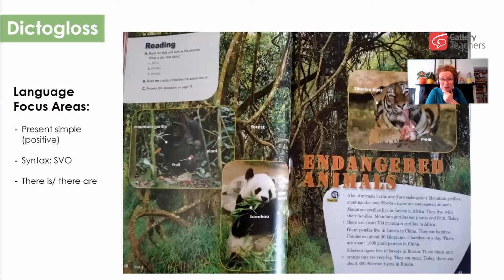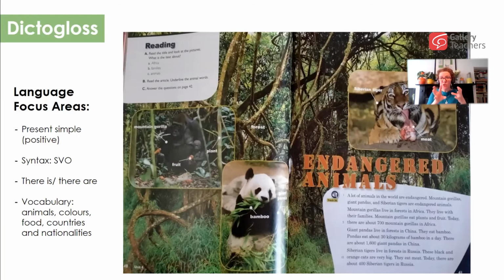I could also use that text to practice their is versus their are, and it could also be vocab, right? So here I thought, well, we can work on the vocabulary of animals, colors, food, countries, nationalities, etc. So again, I thought this text was useful. My own priority for this particular lesson was actually the subject, verb, object, because I just found most students didn't really follow that structure, and frankly didn't really use verbs at that stage. So that's the specific language focus that I used.